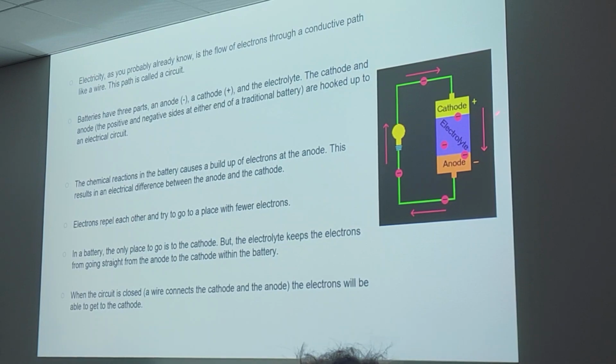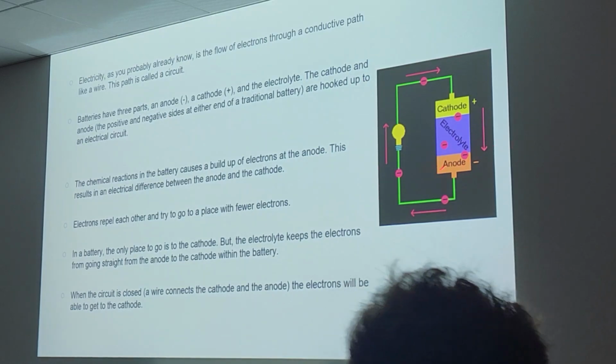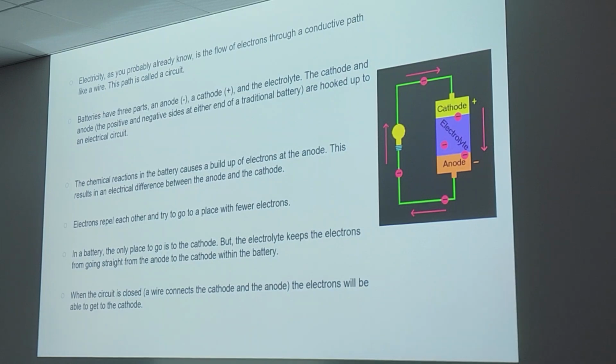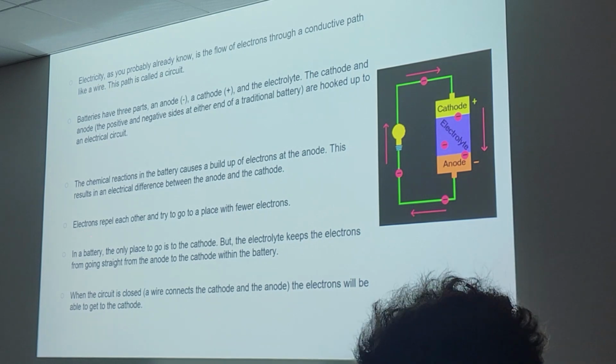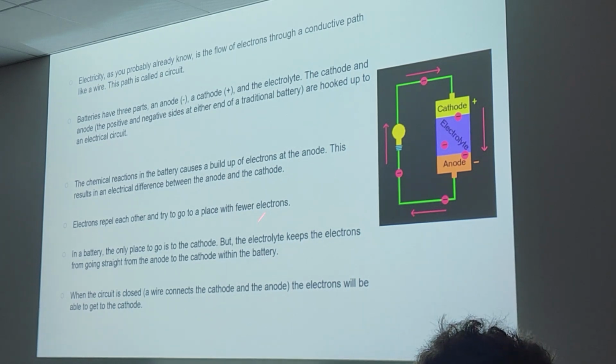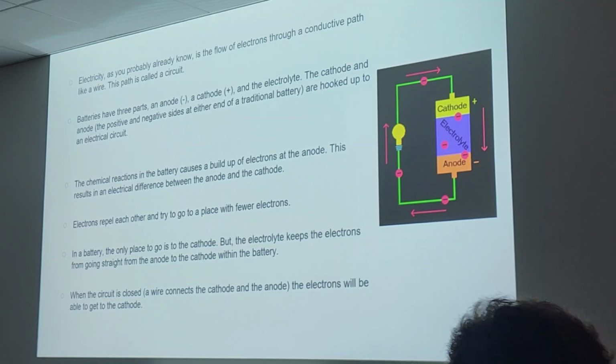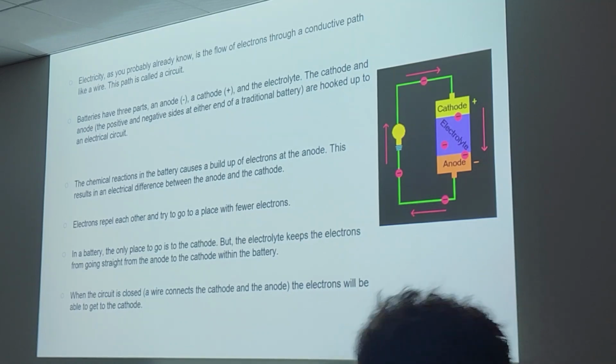So when we hook up the battery to a circuit, what happens is that separation of charges, right? Electrons on one side and the positive charges on the other side. The chemical reactions caused by the electrolytes cause the electrons to build up on this side, the anode side. That's what creates that electrical difference between the anode and the cathode. Okay? And electrons repel each other and try to go to a place with fewer electrons. And where's that place? The cathode.